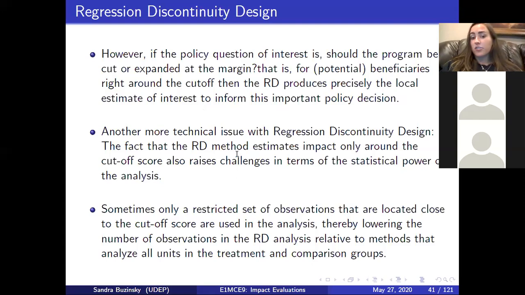Also, another more technical issue with regression discontinuity design would be that when we're looking within a small window around the cutoff, we're using less data, and that could raise challenges in terms of statistical power of the analysis, right? Because recall, when we don't have enough people in our sample, we might not even be able to observe a treatment effect, even if it is there, just because we don't have enough data and there's too much noise, right? When you have very little data, you're going to have very large standard error terms because there's so much variation that you aren't able to capture a clear relationship.